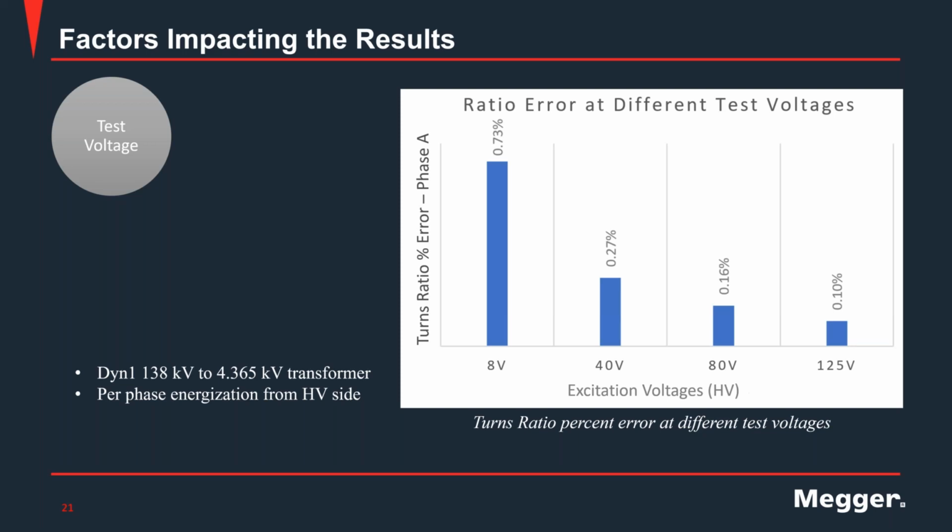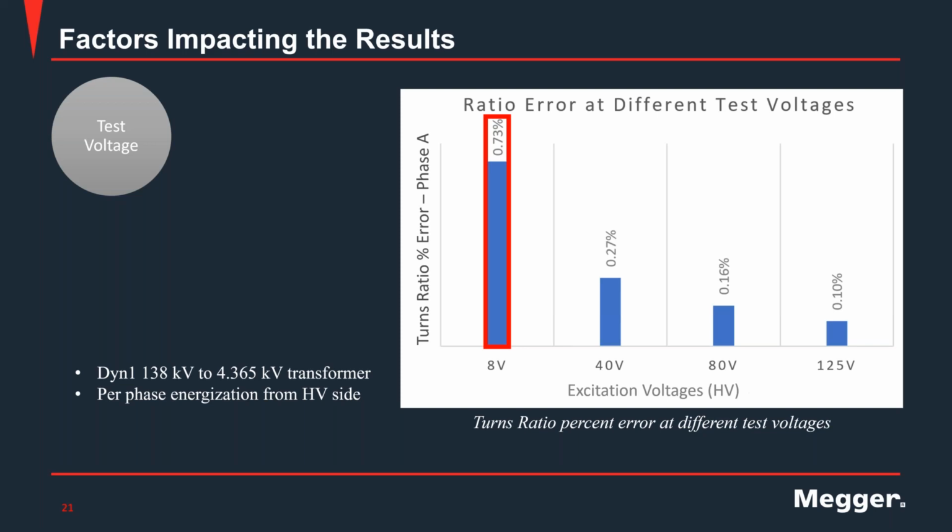So first test, 8 volts. We see the error is 0.73%. We're right there outside the limits, right? If my unit can only do 8, my TTR can only do 8 volts, then on this case, I would deem the transformer with an issue and then just flag it for a deeper investigation on why my TTR is outside the limits. But what happens when we test at higher voltage?